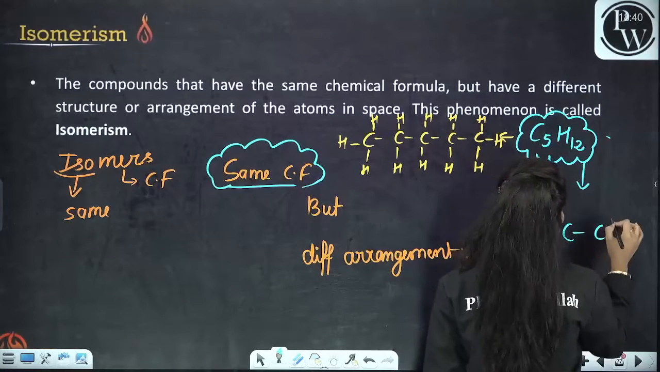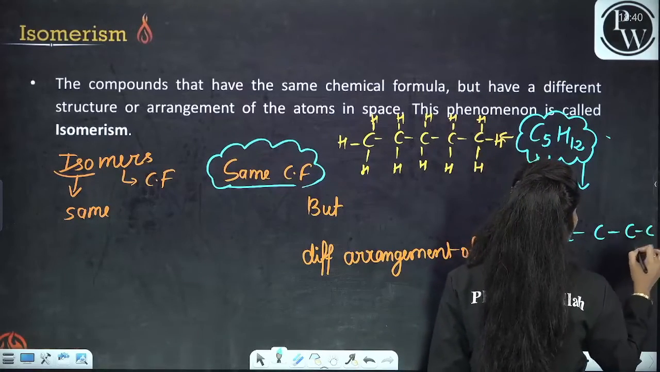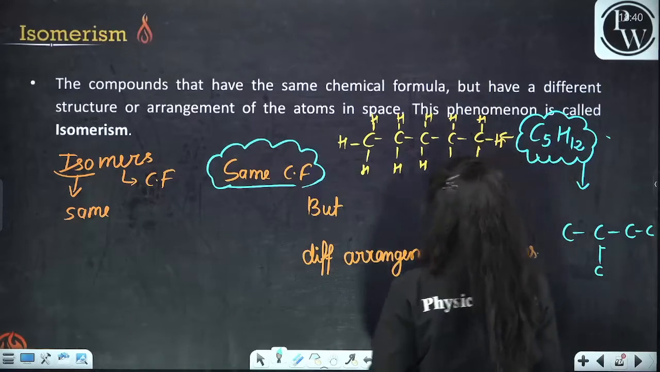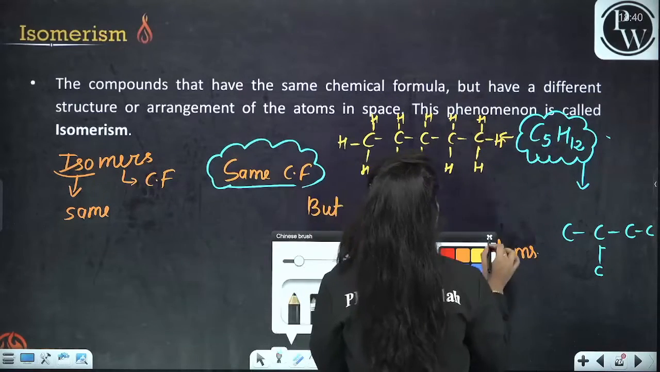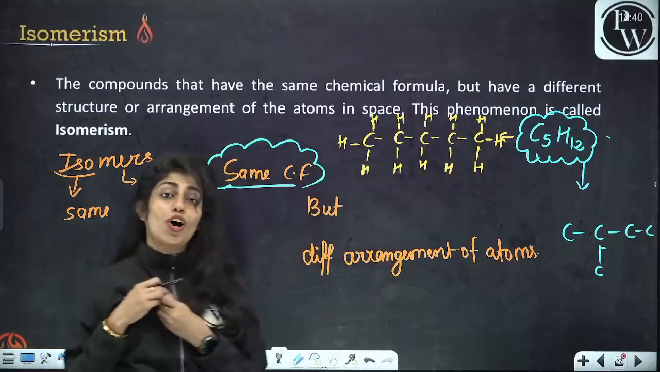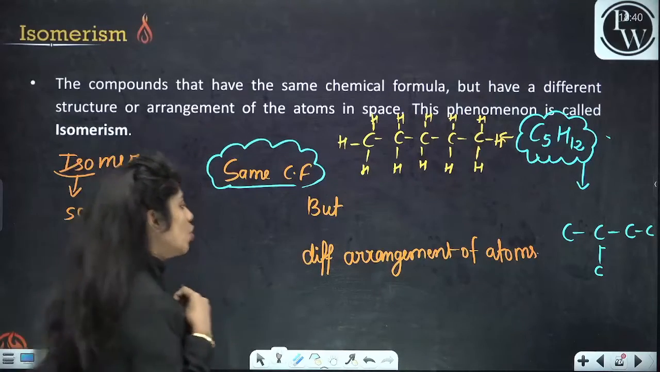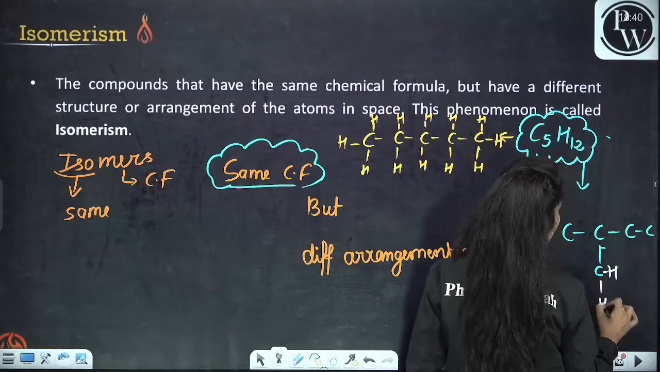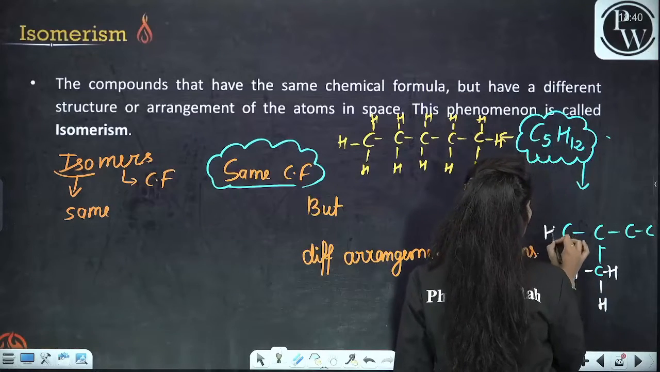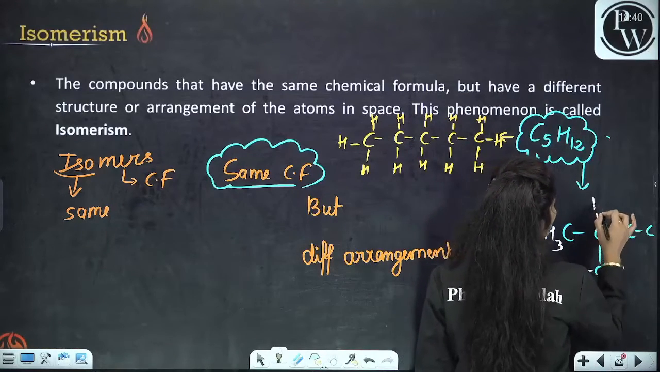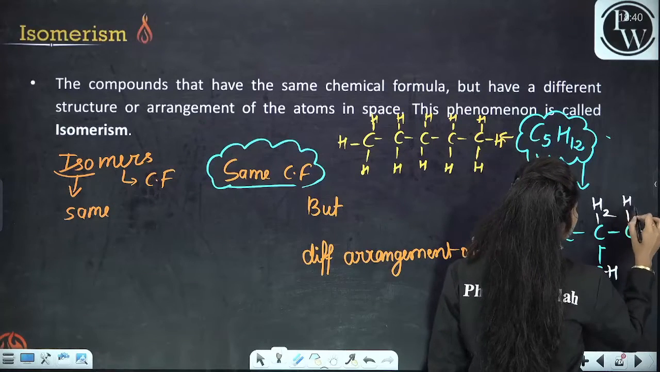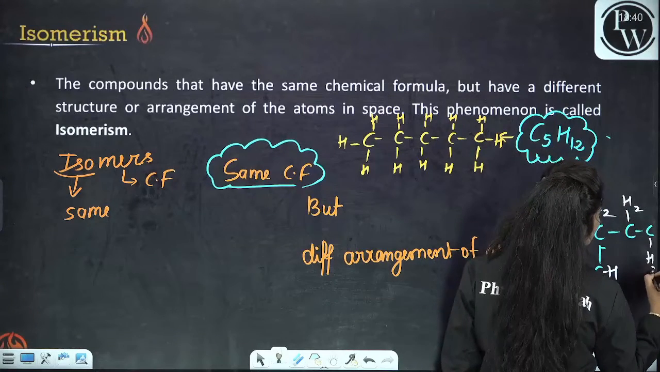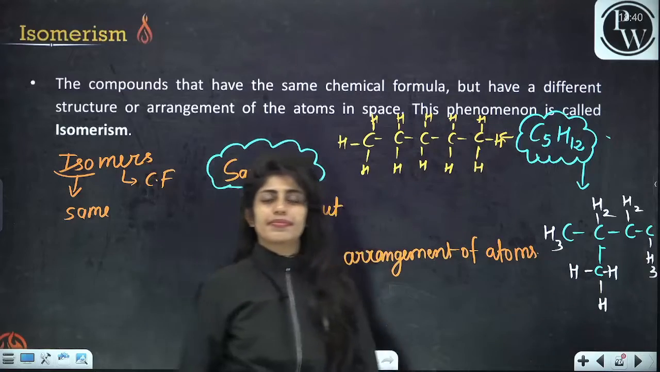Carbon, carbon, carbon, carbon and carbon. Okay, now it's the time to fill all the valency of carbon. So here I can write hydrogen, hydrogen, hydrogen, hydrogen, hydrogen, hydrogen and hydrogen. Are we good?